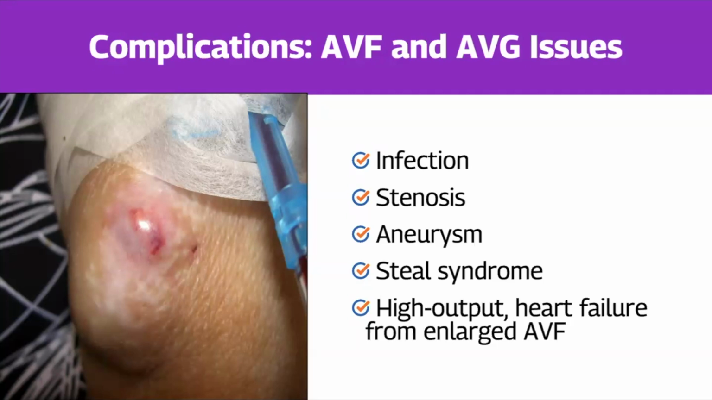There's also high output heart failure from an enlarged AV fistula. All arteriovenous access can cause changes in body hemodynamics, primarily through the increased cardiac output. Extreme cases of high output have been seen in some large arteriovenous fistulas and require surgical intervention to prevent heart failure.